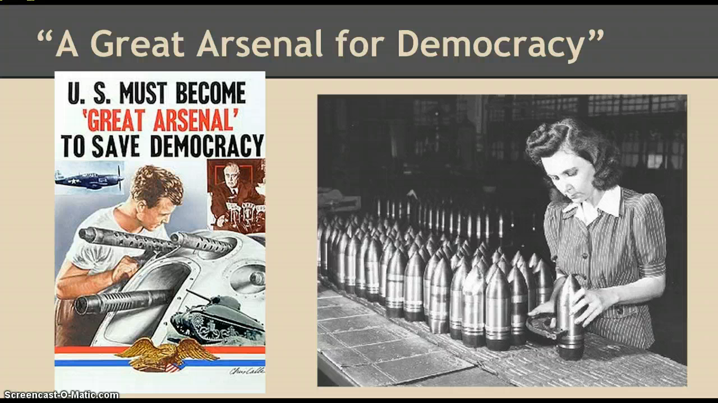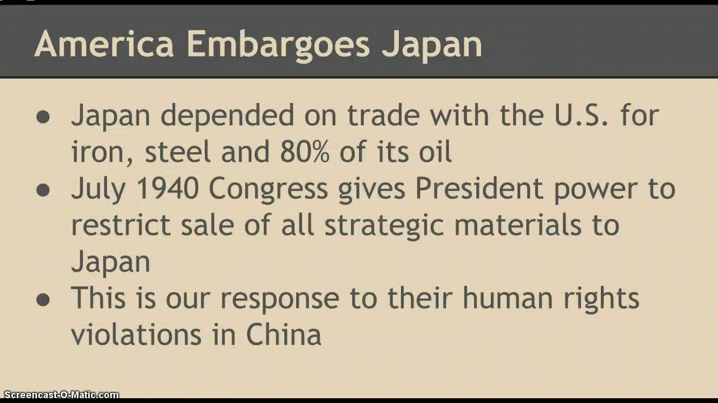So let's move on to our relationship with Japan. And so what happens in the beginning of the 1940s is an embargo. And it's important to note under this bullet that Japan really depended on us. They traded with the United States for their iron and steel, and 80% of their oil came from the United States. So we do have some leverage, because in July 1940, Congress gives FDR the power to restrict the sale of these materials. They're called strategic materials for war.